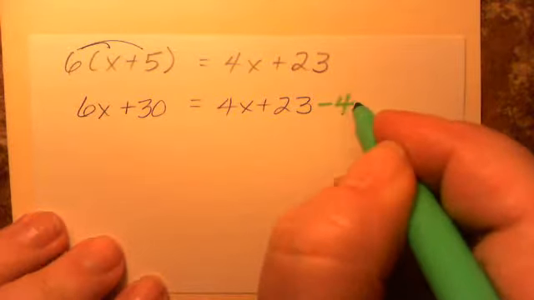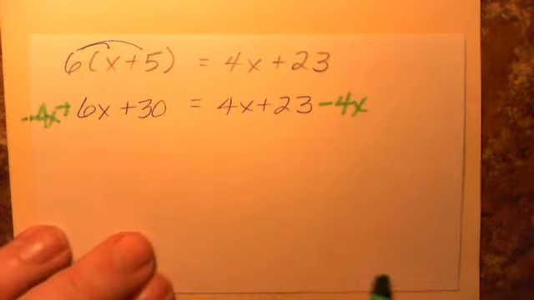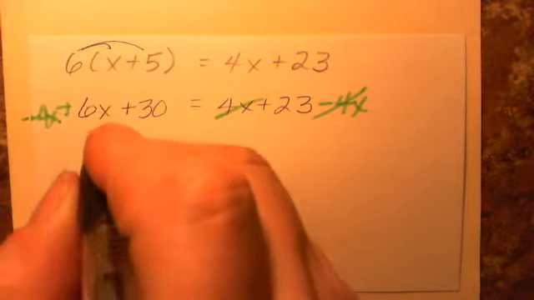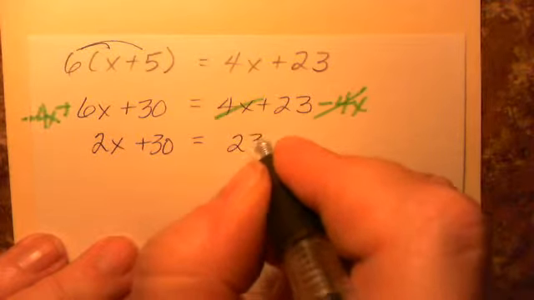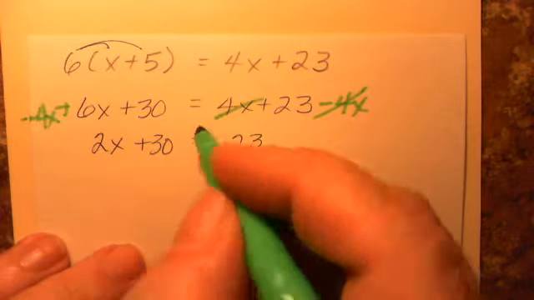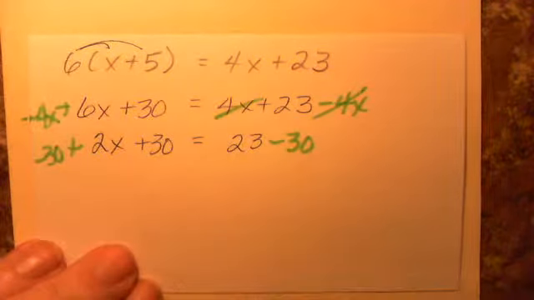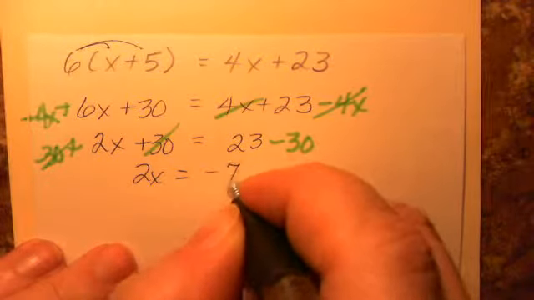So we have x terms on both sides. If we want to zero out this 4x, that would take minus 4x, which is the same thing as plus negative 4x on this side. So this side zeroes out, and on this side we have negative 4x plus 6x for 2x. Bring down the plus 30, bring the equal sign down, and on this side all we have left is 23. Now we want to isolate the variable term, so we want to subtract 30 from both sides. So subtract 30, which is the same thing as plus negative 30. So this zeroes out here, and we have 2x is equal to 23 minus 30 is negative 7.